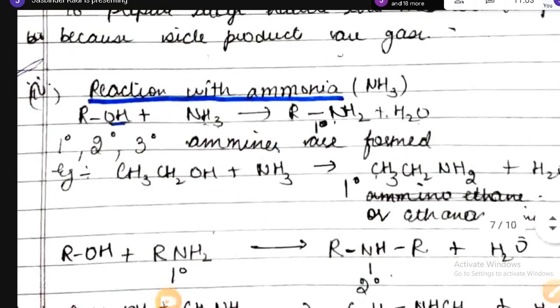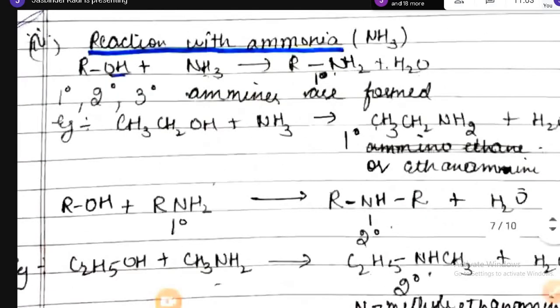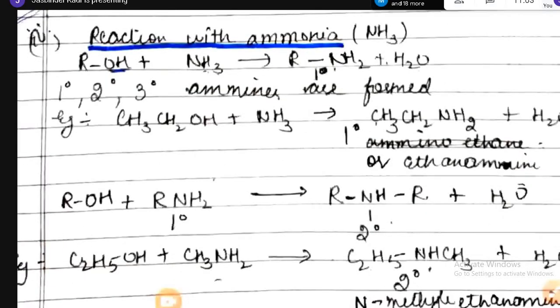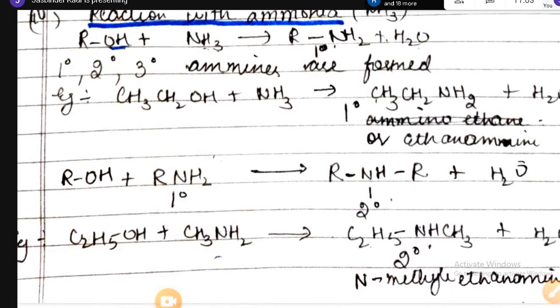That is, if primary alcohols are treated with ammonia, then we get RNH2 plus water. If ammonia is treated, we get amines. Primary amines, when treated with alcohols, give secondary amines. If secondary amines are treated with alcohols, then we will get tertiary amines and so on. Example: C2H5OH with methylamine gives C2H5NHCH3.